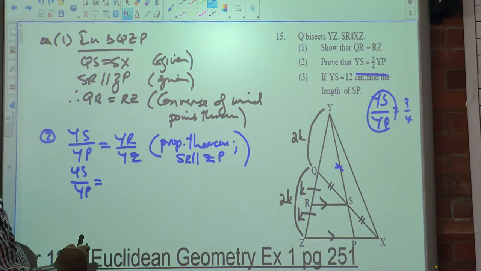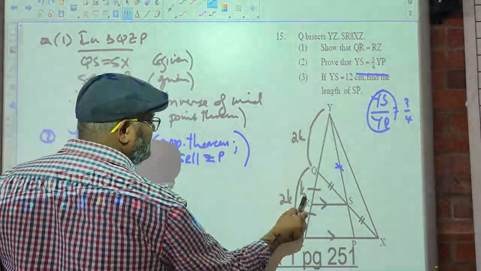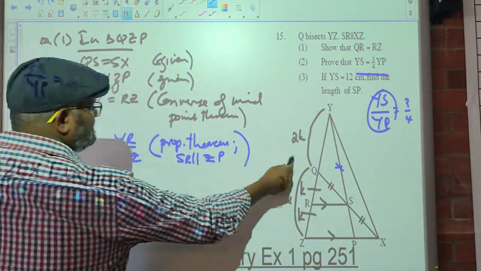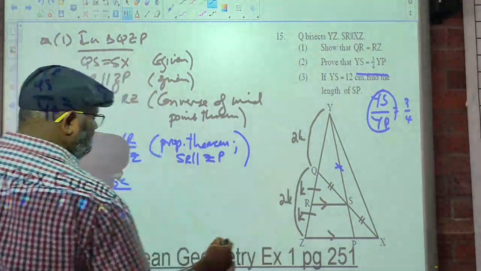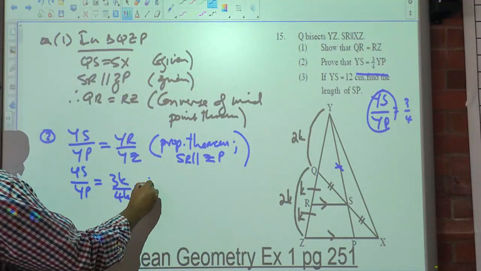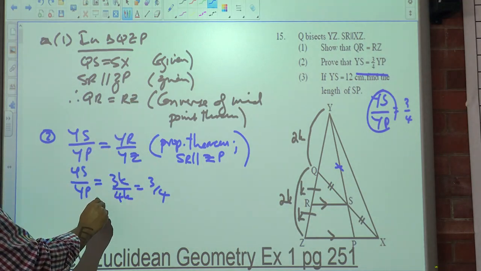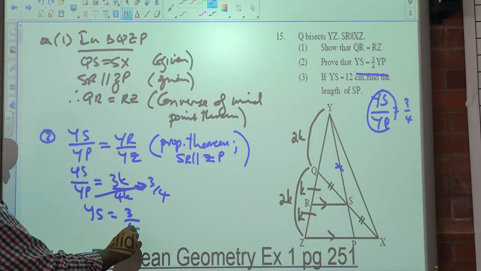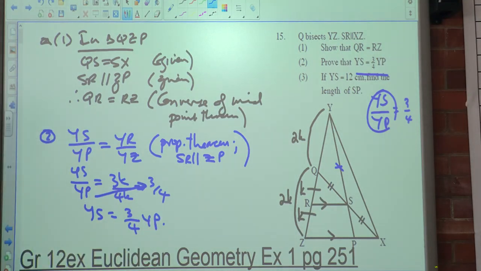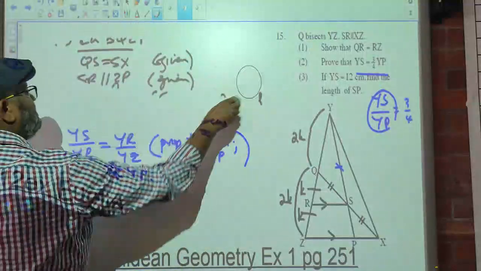No, I think I made a mistake. Y is, oh, YR. Now YR is what? 3k plus k is? Sorry, 2k plus k is? 3k over YZ, which is 4k, which is 3 over 4. So now they wanted Y on its own. So cross multiply that. So Y is equal to 3 over 4 YP. Okay? Easy, no? Any confusion there?